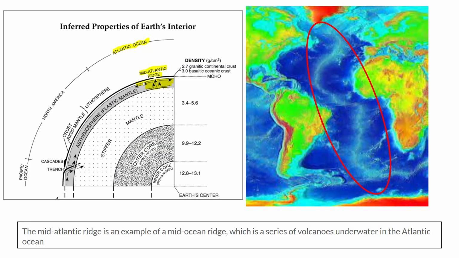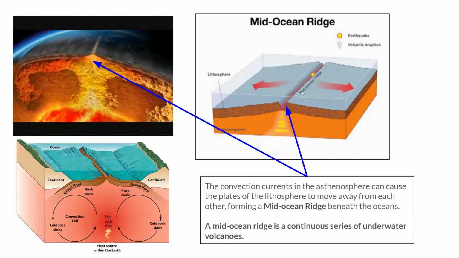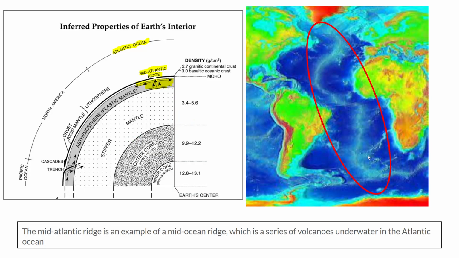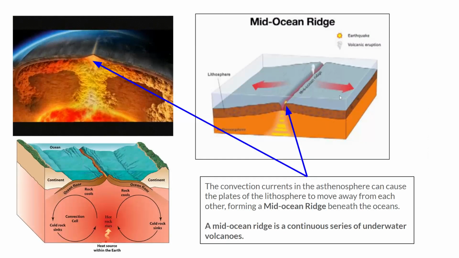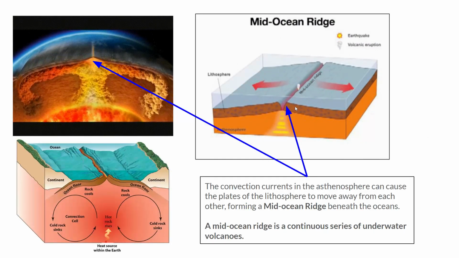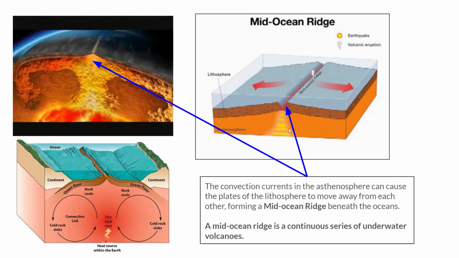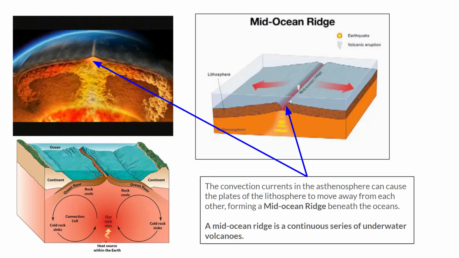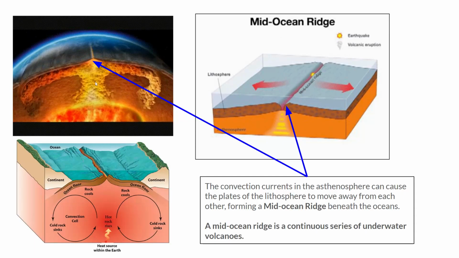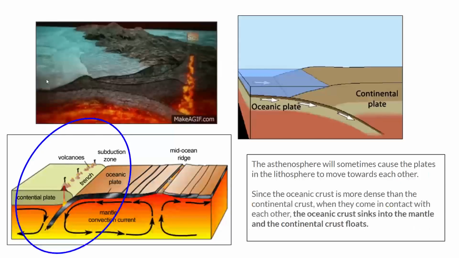And you can actually see an example of this in your reference table as well. This is called the Mid-Atlantic Ridge. A Mid-Atlantic Ridge is an example of a mid-ocean ridge, just like we saw here. And it happens right here in the Atlantic Ocean, as you can see. And you can see the series of volcanoes. We said a mid-ocean ridge is a series of volcanoes underwater. And this forms because the plates of the lithosphere are moving apart from each other, causing these volcanoes to form when the magma rises, and it's all because of the convection currents in the asthenosphere.